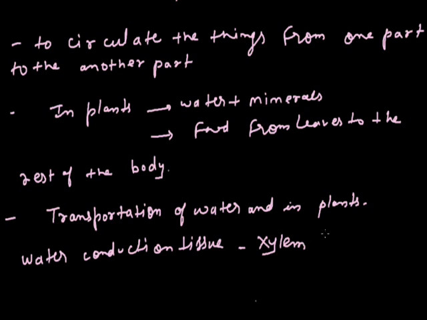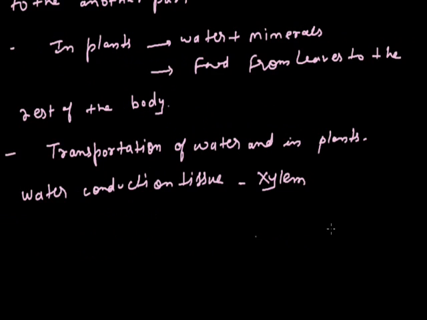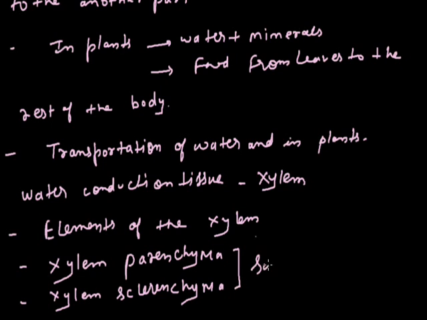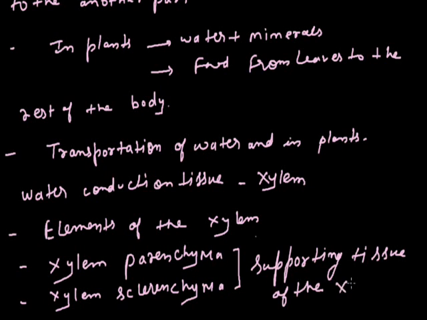Xylem serves as a channel between the roots and the different parts of the plant. If I discuss the elements of xylem, it has four elements. These elements are as follows. First, xylem parenchyma and xylem sclerenchyma. These two are basically the supporting tissue of the xylem.